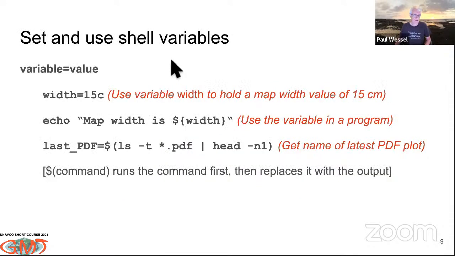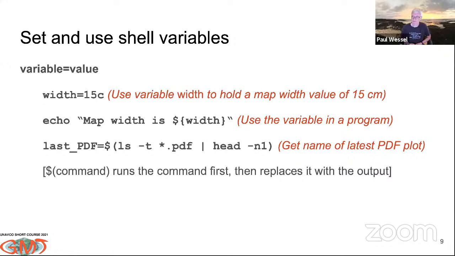Okay, and finally, my last slide, we'll set and use shell variables. Different shells have different syntax, and here's the bash shell syntax. You pick a variable name, and you do an equal sign, no spaces, and then you assign whatever value you want that variable to have. So here, for instance, I say width equals 15c. So this might be a variable that I want to use in a GMT script that sets the plot size to 15 centimeters. The reason for doing this is that maybe that number appears many times in my script.